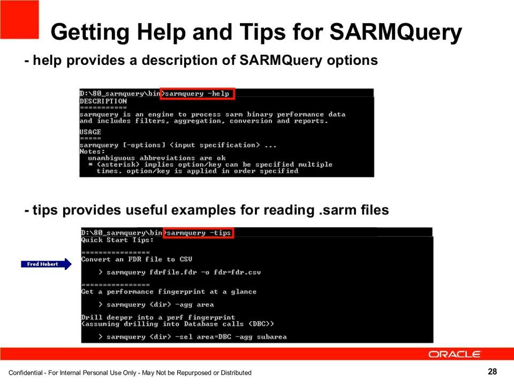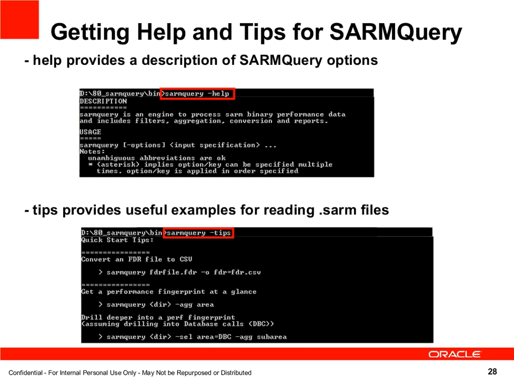Like, for example, let's do SARMQuery, and then give me the directory where we've got our SARM files. And then let's aggregate that data by area. And so that's a quick performance fingerprint at a glance. We'll actually run that one in a moment. Or SARMQuery-select area BBC. So we'll dig a little deeper into our database calls, it says. So let's select area of BBC and then aggregate by sub-area. And we'll do that too.